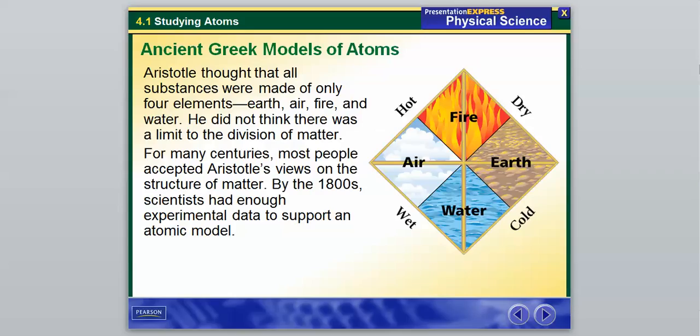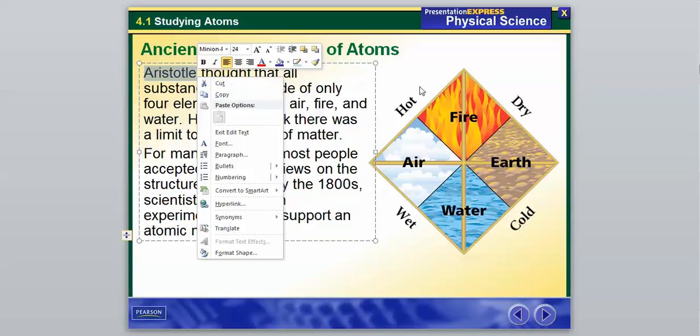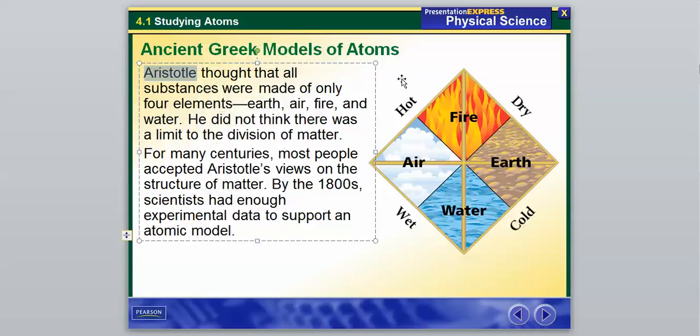The one that got the most support way back when came from a guy known as Aristotle, so I'd make sure we have something written down about Aristotle. And he thought that all substances were made of only 4 elements: earth, air, fire, and water, and he did not think there was a limit to the division of matter. So he thought that we could just constantly keep dividing things forever. He didn't think there was a point that we could reach where we could stop dividing it. He thought everything was just made up of earth, air, fire, and water.